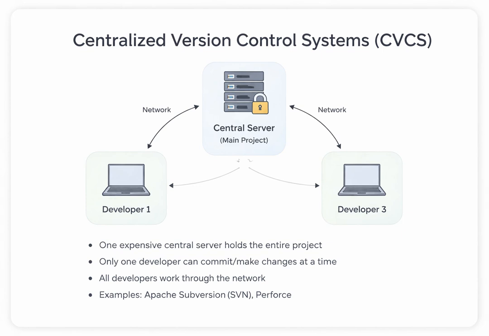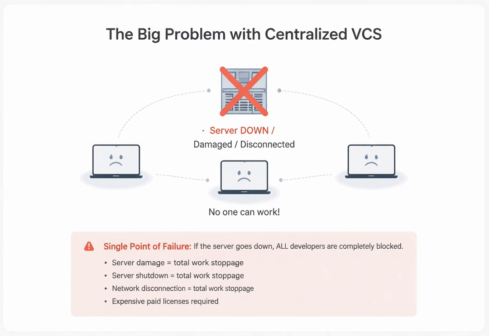On top of that, these systems were paid. You had to buy a license to use them. Now, here's where the real problem shows up. What happens if that central server gets damaged, shuts down, or simply loses its network connection? Every single developer is completely blocked. Nobody can work. You just have to sit there and wait. This is called a single point of failure. One problem in one place brings the entire team to a halt. And remember, you're also paying for the system. So you're paying for something that, the moment it has a problem, makes your entire team unproductive. This was a serious limitation that the software development world needed to solve.